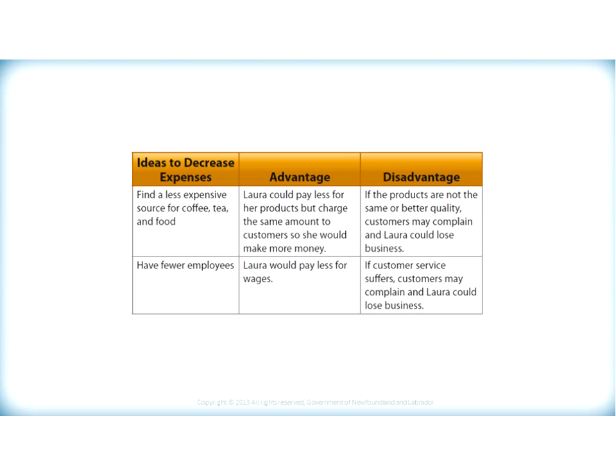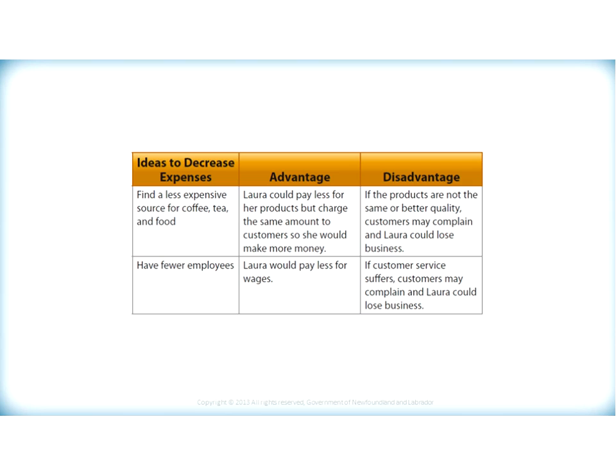So another way you can try to improve your profitability is to decrease expenses. And one thing you could try to do is find a less expensive source for your coffee, tea, and food. And as a result of that, Laura could pay less for her products but charge the same amount, meaning that on every cup of coffee she sells, or a cup of tea, or muffin, or whatever it is she's selling in her store, she would have a higher margin. She would earn more money per sale. The problem with it is if she's buying cheaper products, then they might be lower quality or of a different quality, and she may lose some of her customers due to the different quality of her products.